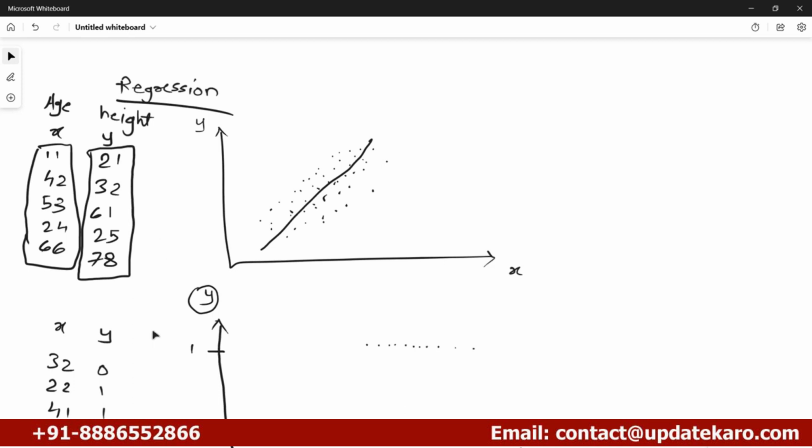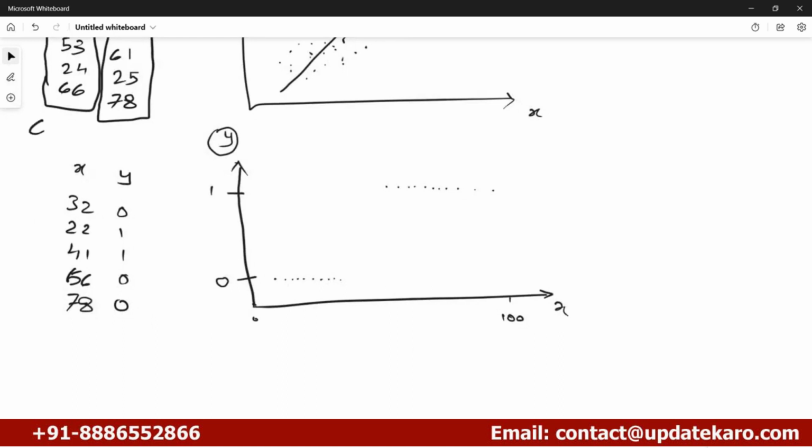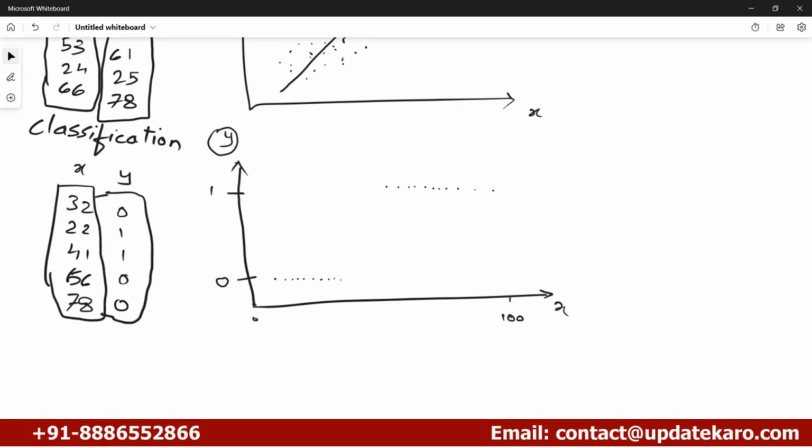Now if we're talking about the classification one, you get the data like this, x data, right? The y data, okay, this is your y data, right? But here you will find that your y data looks like this, in 0 and 1 format only. There are only two classes, 0 and 1. After plotting a scatter plot, you will find that your data looks like this. A few values over here and a few values over here.